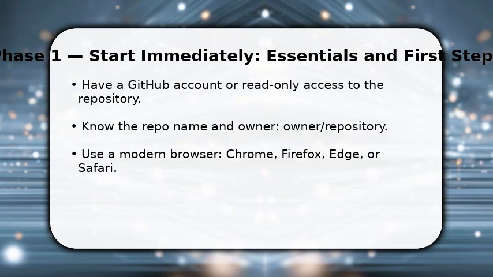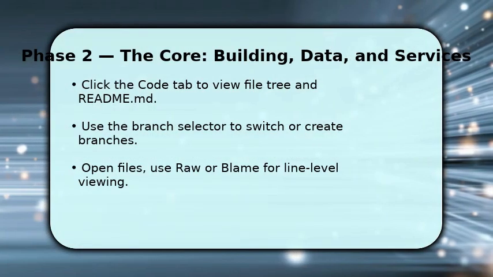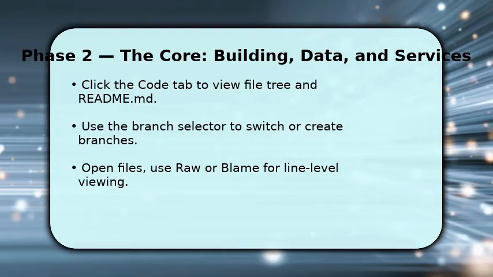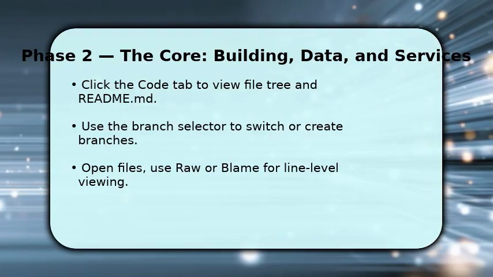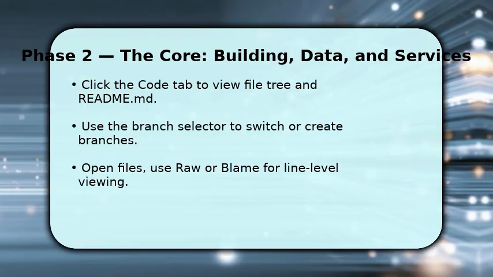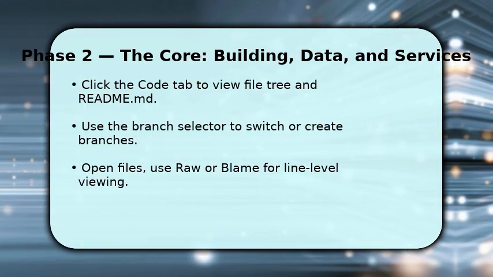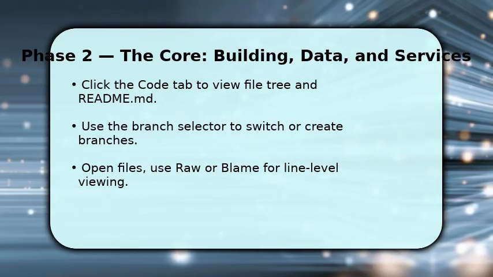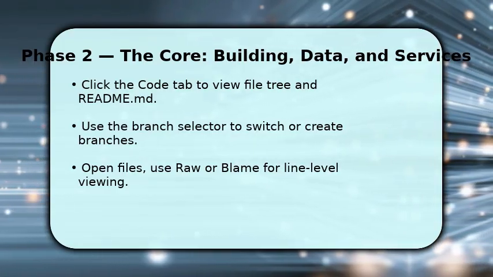Now you're inside the Code tab. Click Folders to expand the file tree and open README.MD to get project context. Once you see branches, use the branch selector dropdown to switch contexts. Select main, master, or feature branches to view different versions.